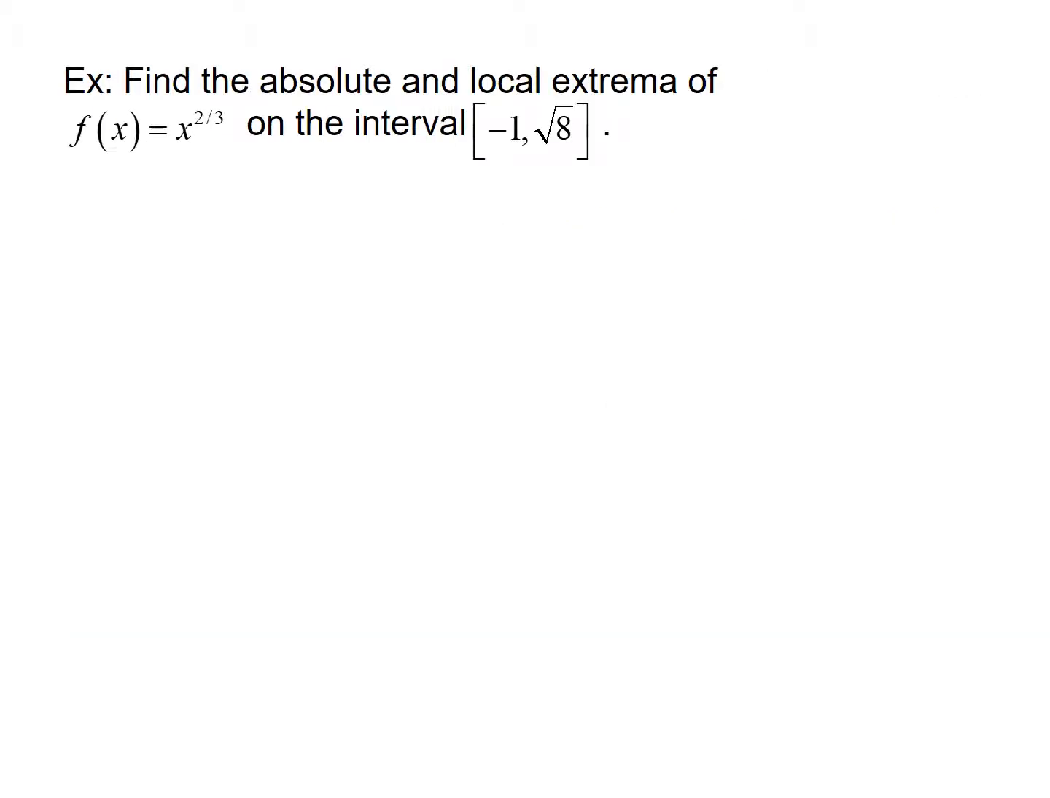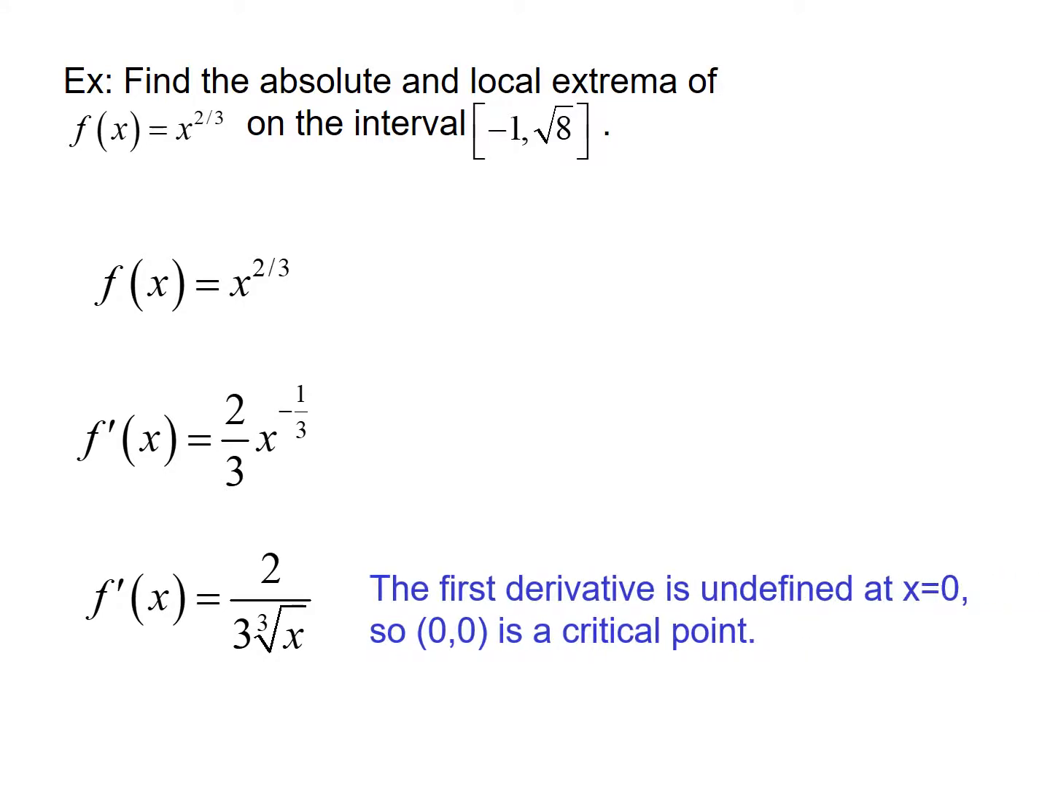Okay, we could deal with something that's on a closed interval. So here we have our function from -1 to √8. So we take our derivative, set it equal to 0, and we can find that this is undefined when x equals 0. So we have a critical point at 0, 0.